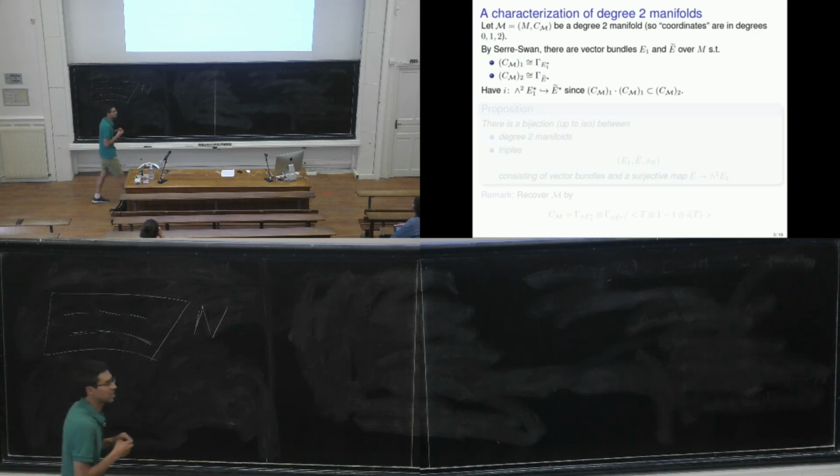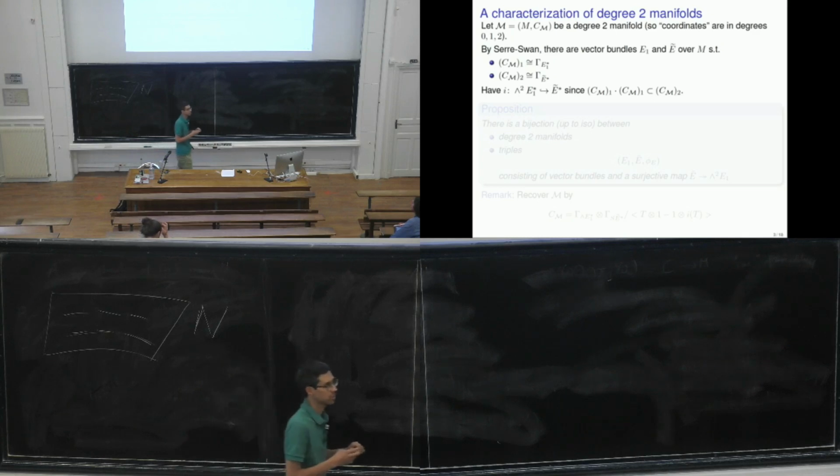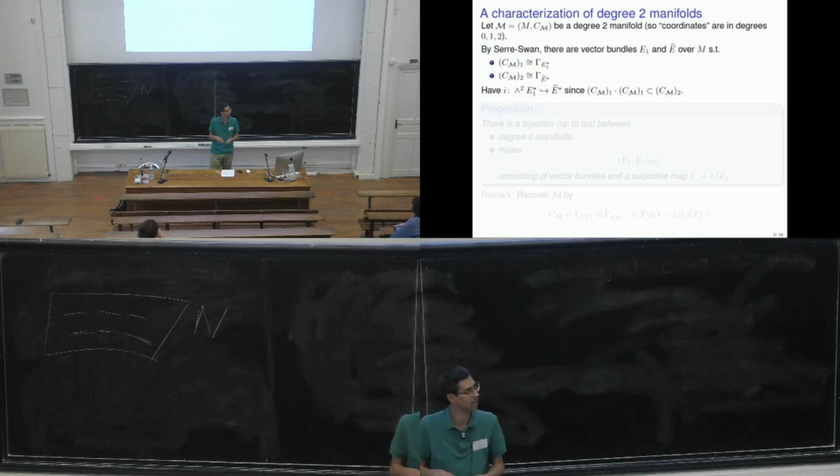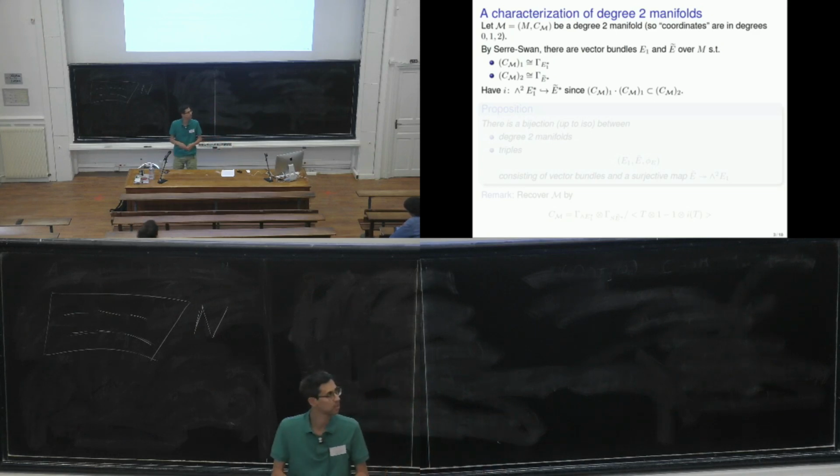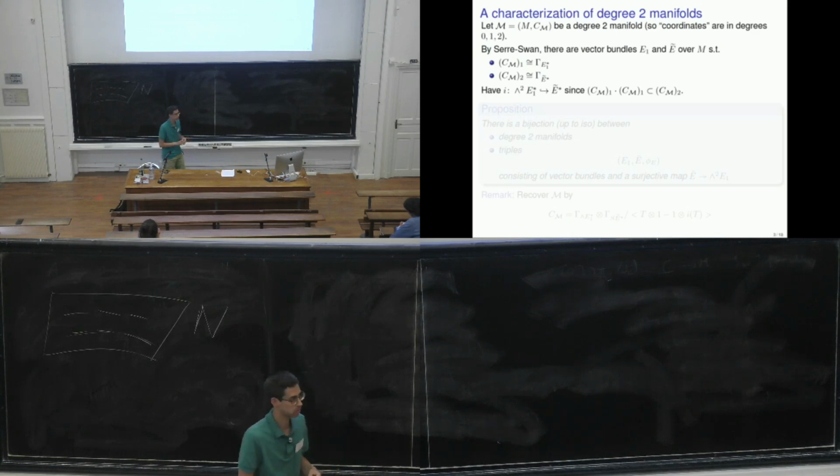So let's take a degree 2 manifold. So we have the body, M, and a sheaf of graded commutative algebras that I call C_M. And okay, so what do we know?